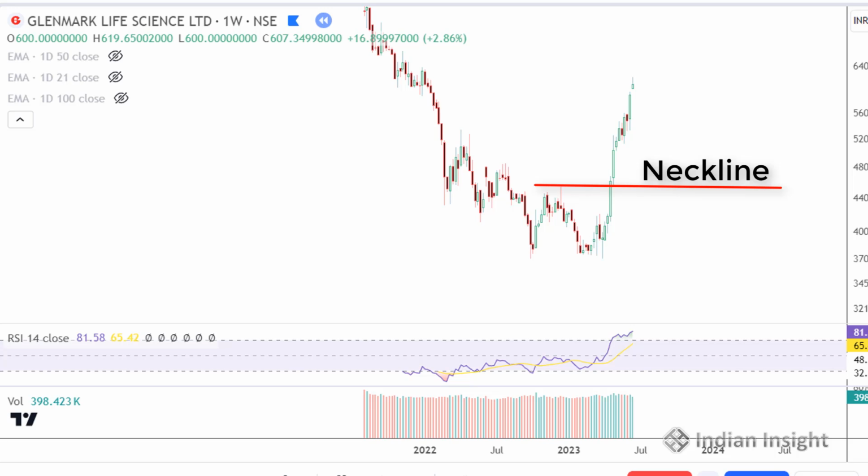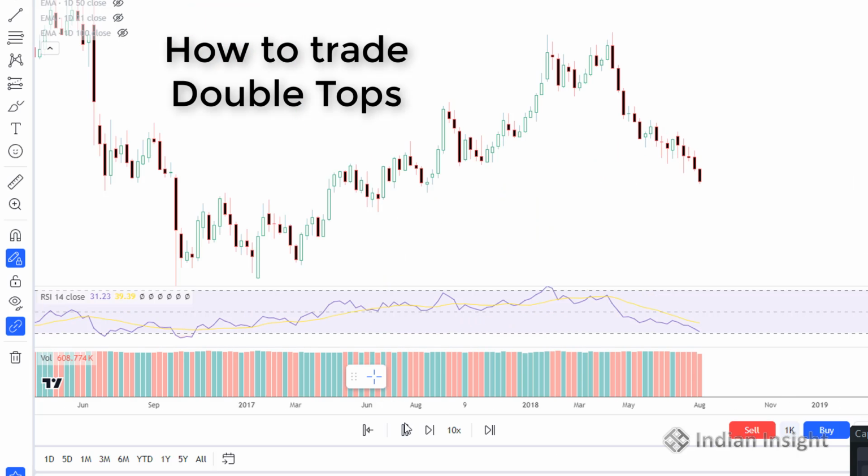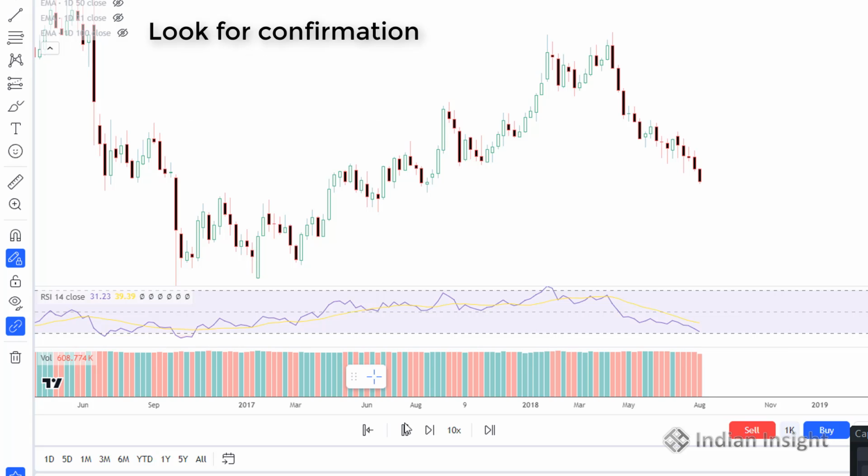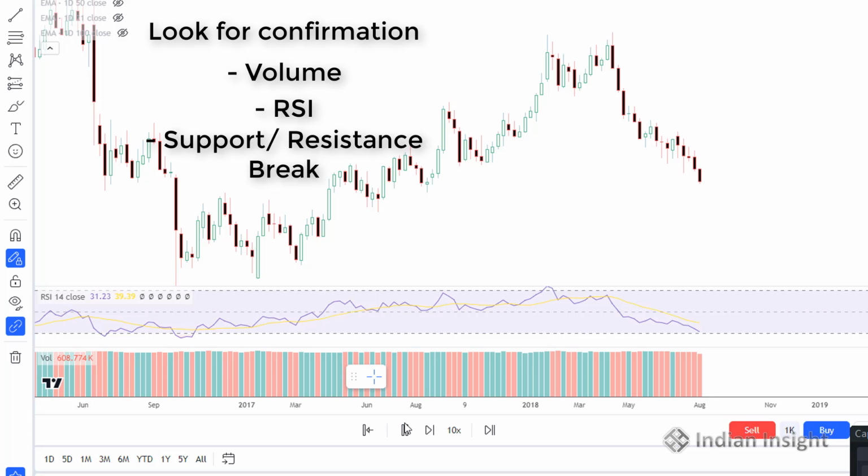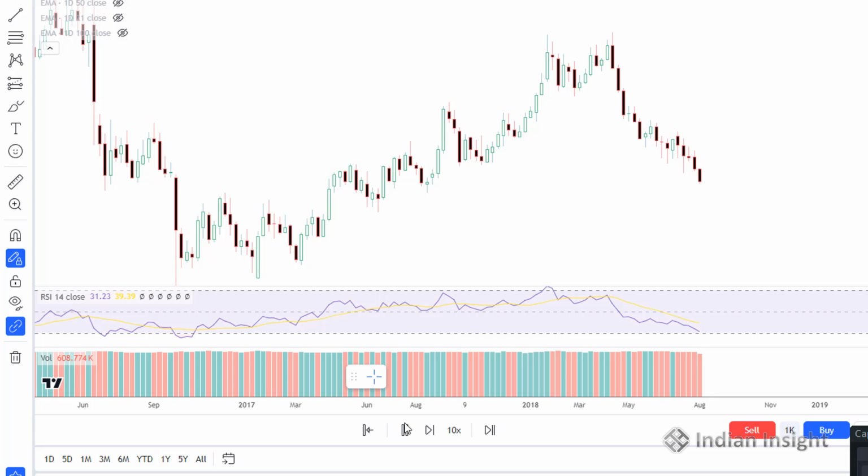Now let's talk about how to trade these patterns effectively. There are multiple ways to trade these patterns. Let's understand them. The key to trading any pattern profitably is to look for confirmation before taking any action. In case of these patterns, what we can do is either use volume or an indicator like RSI, or one may wait for a breakout of key support or resistance levels before initiating any trade. Depending on your trading style and comfort level, you can choose either of these ways for confirmation before initiating a trade. The most conservative way to confirm these patterns is to wait for the break of the neckline.